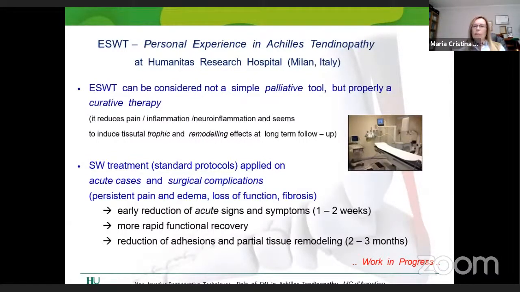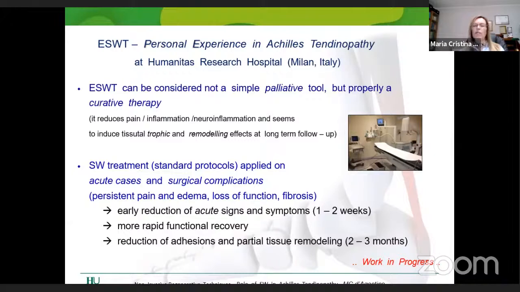This is our personal experience in our humanitarian research hospital in Milano, starting from the key points that shockwaves can be considered not only a simple palliative tool, but properly a curative therapy. That is, you cannot counteract inflammation, but you can modulate inflammation and neuroinflammation.